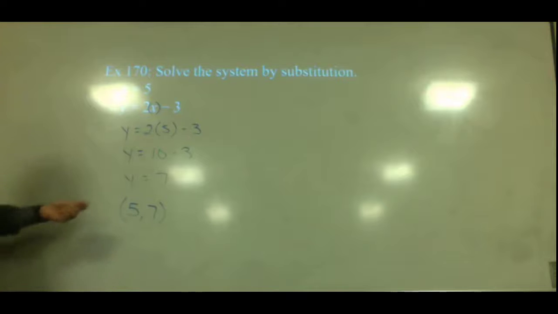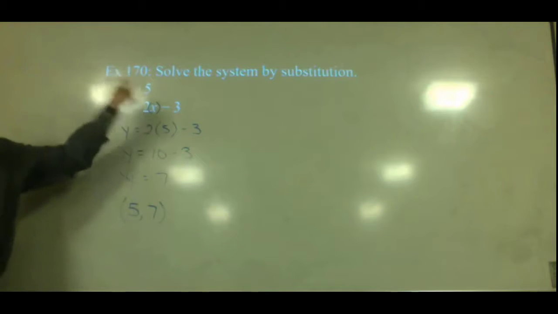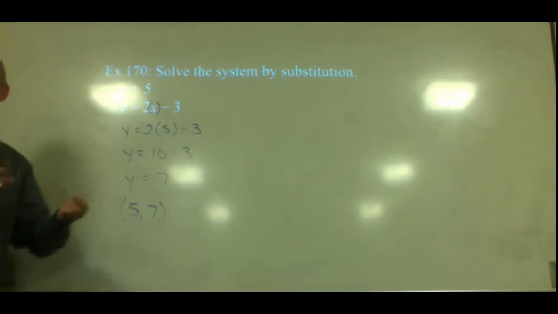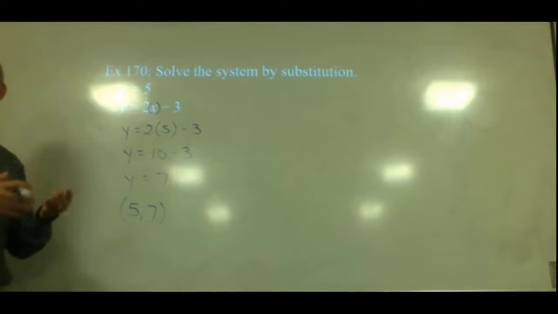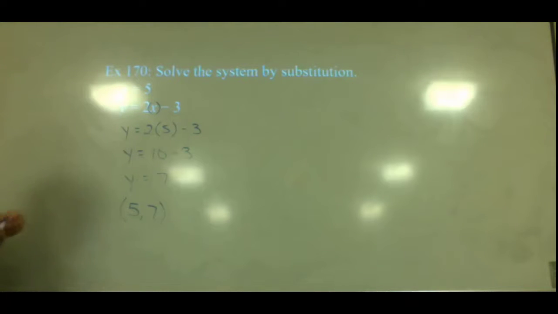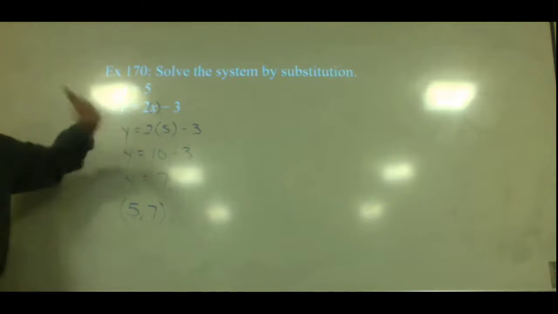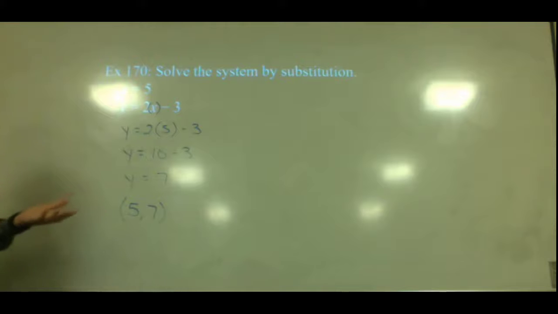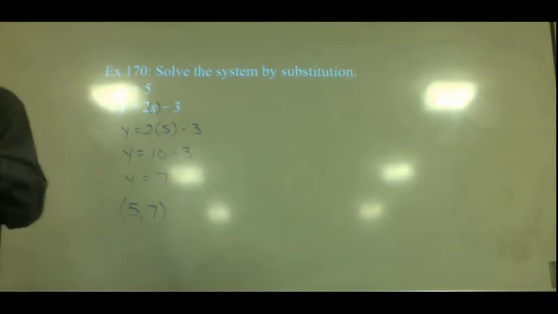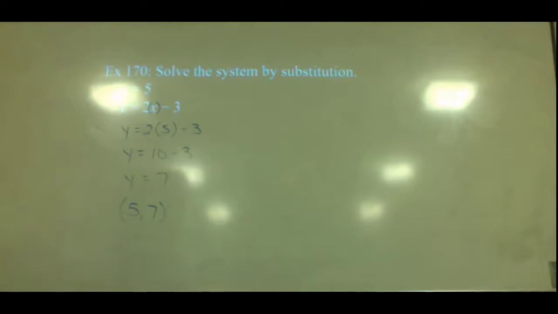And if we put those values in, it should make both equations true, just like with the graphing ones. Once we found our answer, we should be able to check, and it should make both equations true. 5 equals 5, so that's good. And then 7 equals 2 times 5 minus 3, that is also true. So that is our answer for that one. Now, again, that was a really easy one. We just gave you one of the answers right away.